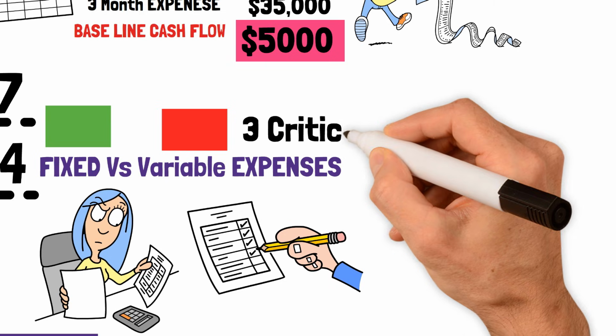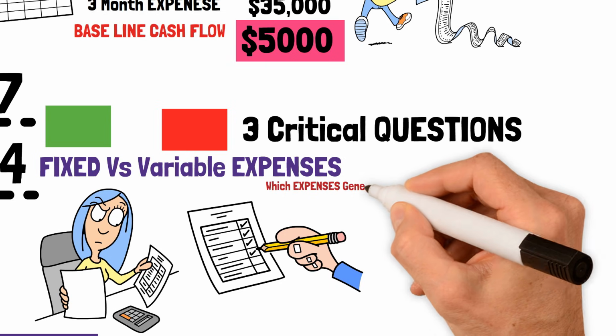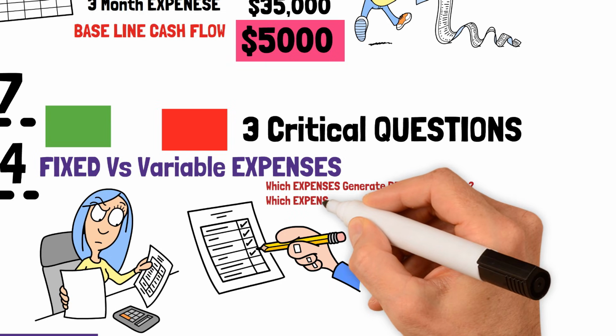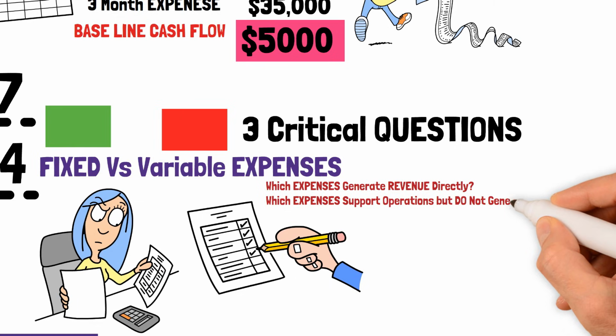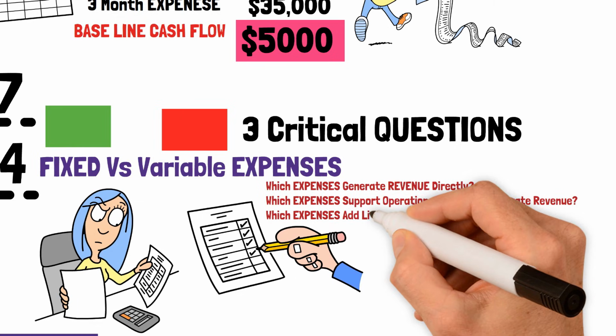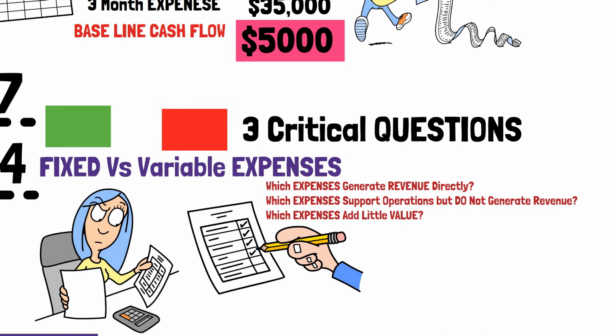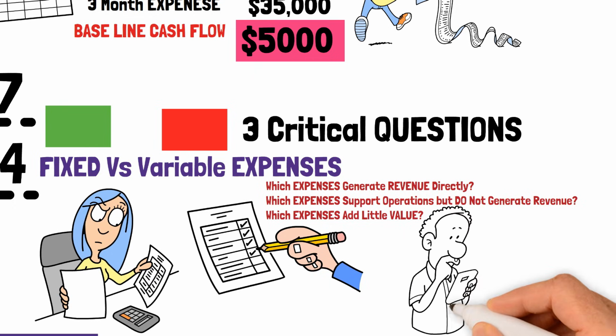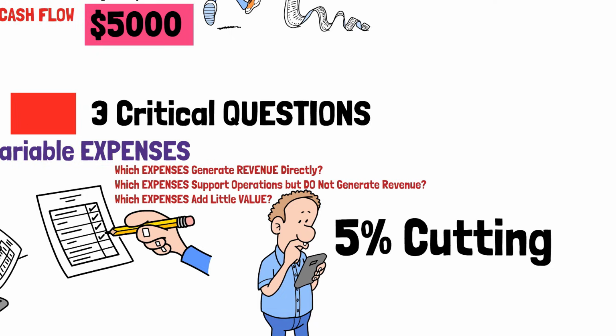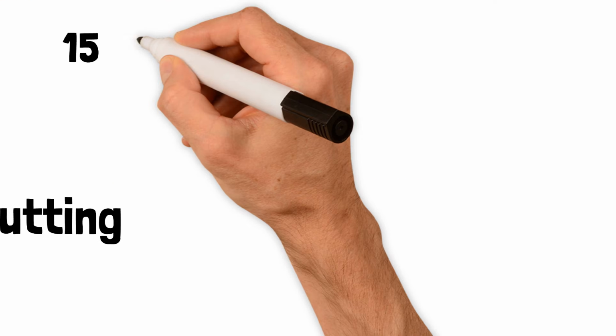Now ask yourself 3 critical questions. Which expenses generate revenue directly? Which expenses support operations but do not generate revenue? Which expenses add little value? This is where many owners discover silent leaks like unused software, overpriced vendors, or marketing channels that do not convert. Even cutting 5% of unnecessary spending can significantly improve margins.